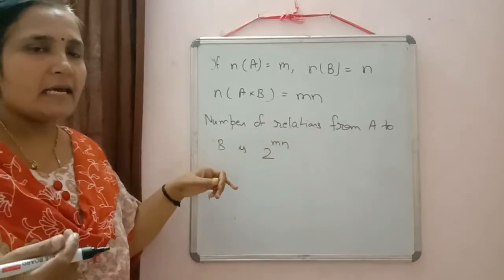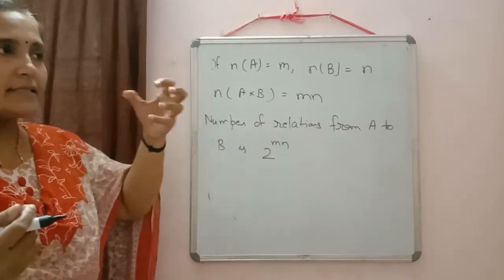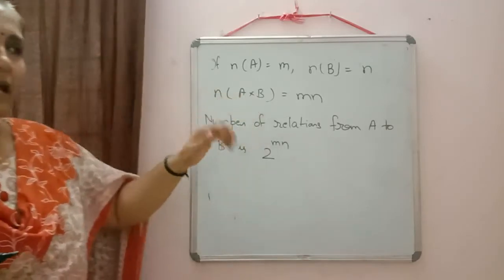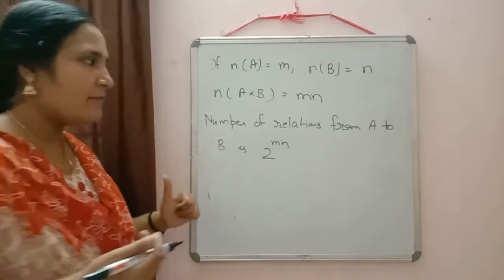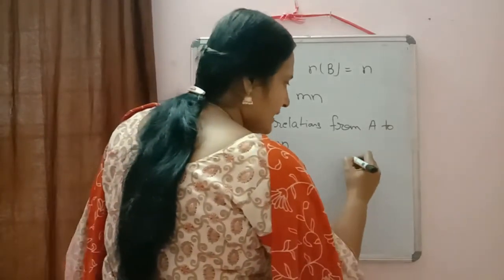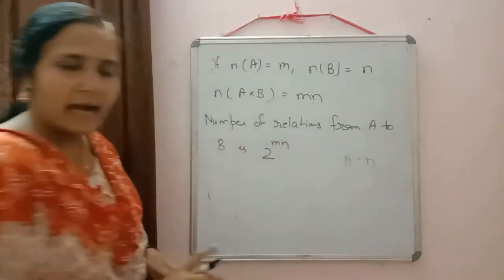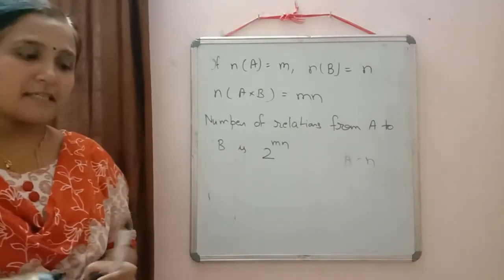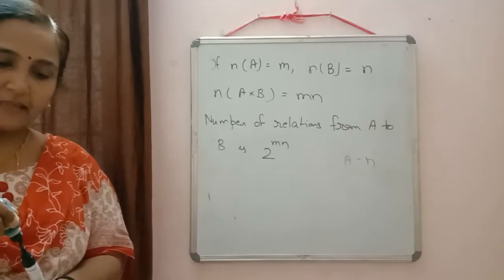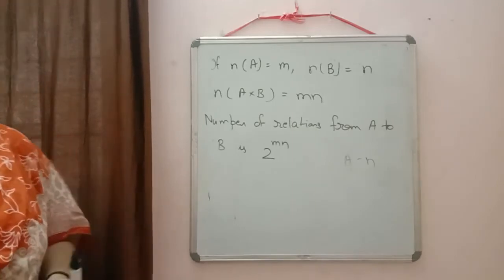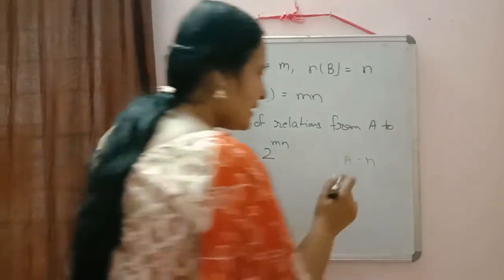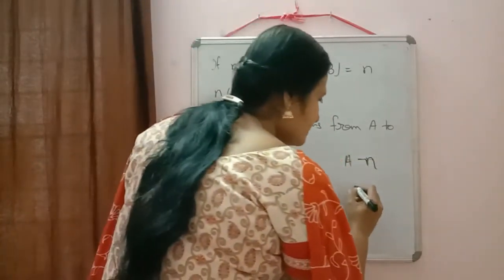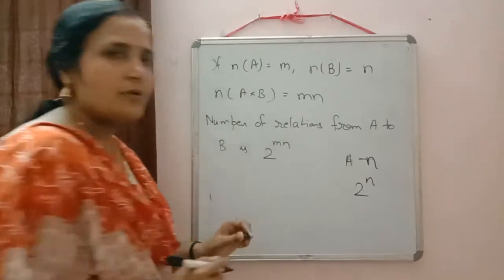How do we define the relation? A relation is a subset of the Cartesian product A cross B. And in the first chapter we studied that if a set A has n elements, then the number of subsets of A, the number of elements in the power set of A, will be equal to 2 raised to n.